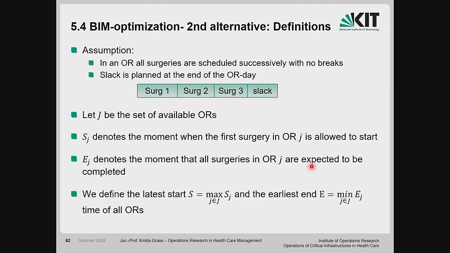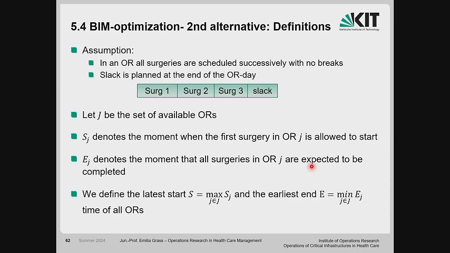So you have operating room 1, and it starts at 8 AM. Then you have the second operating room, which starts at 8:30, and the third one at 9 AM. So this would be s1, s2, s3, and the capital S would be 9 AM, the latest one. And the finishing time is the same.